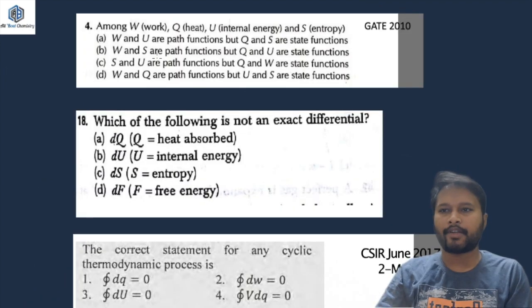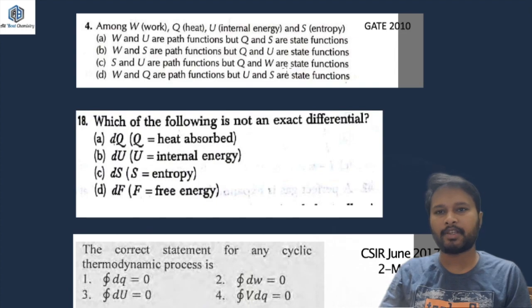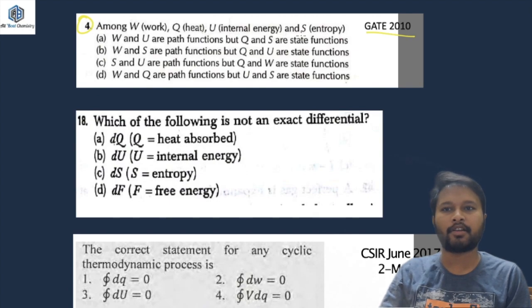All right, so we'll be taking these three questions which have been asked in previous years of your CSIR-NET and GATE exams. The first one was asked in your GATE 2010 exam. It says, among W, that is work, Q, that is heat, U, that is internal energy, and S, that is entropy, which are path functions and which are state functions?